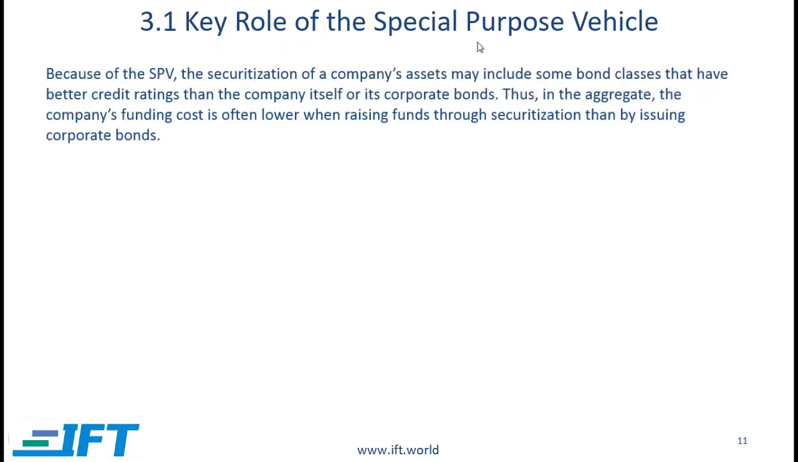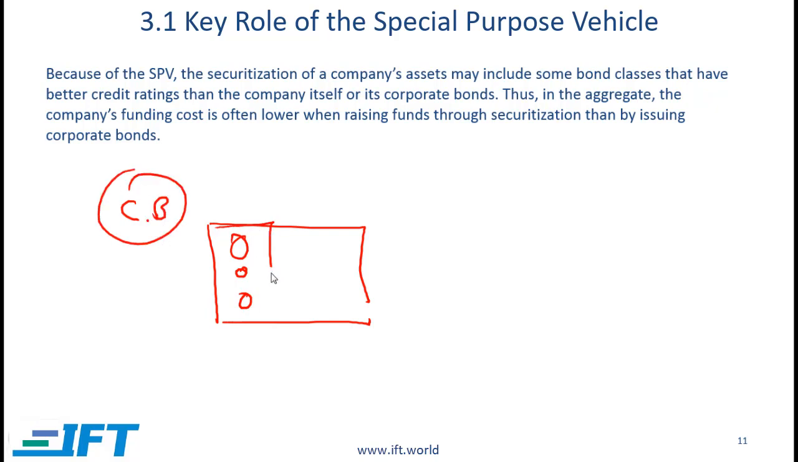Let us now look at the key role of the special purpose vehicle. And we go back to our Mediquip example. Let's say that Mediquip decides to issue a corporate bond backed by the various receivables. So what we are saying is, rather than deal with a special purpose vehicle and have the special purpose vehicle issue the asset-backed securities, the CFO says that I simply want to issue corporate bonds based on the receivables. In other words, the collateral for this corporate bond is these receivables.